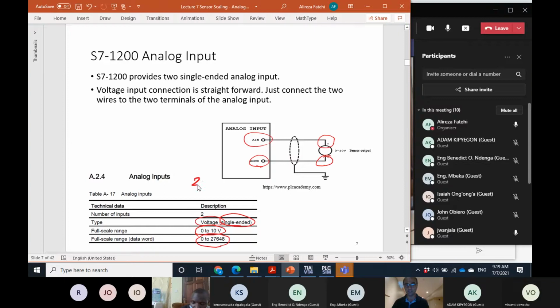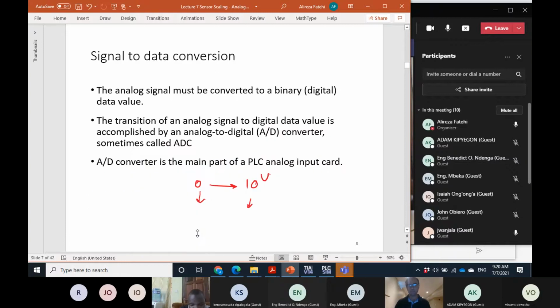Let's again check our example, 20 to 900 degrees centigrade. If the binary signal that we read is 27,648, it means that the temperature is 900. If the binary signal is 0, it means that the temperature is 20 degrees centigrade. There is a linear relation between them. The temperature is represented by the voltage, and this voltage is represented by this number.